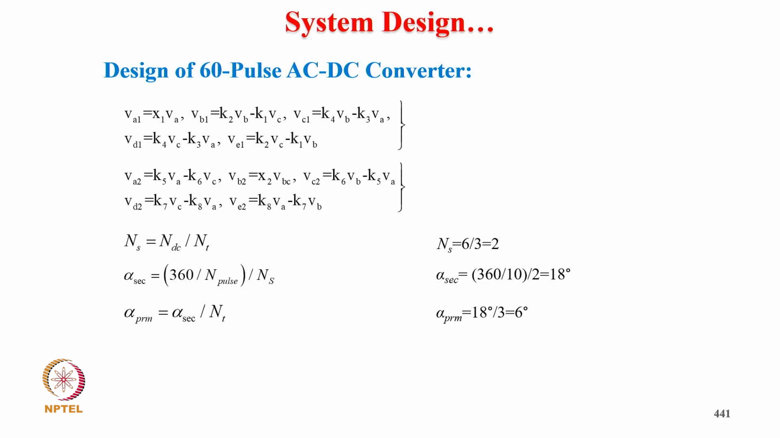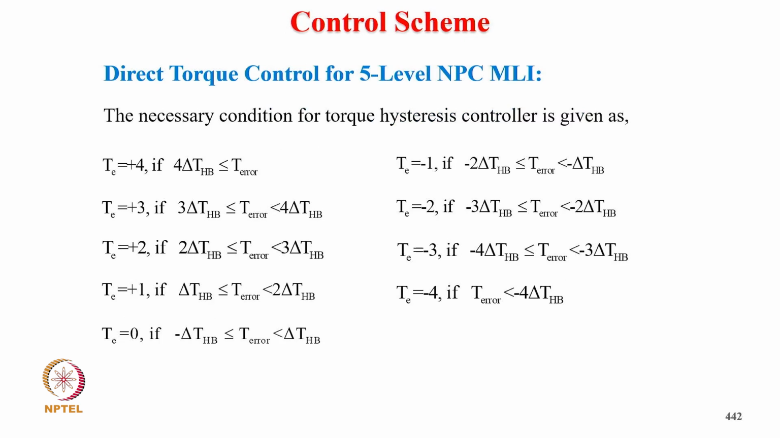equal to 360 by N pulse divided by NS, and alpha PRI equal to alpha SEC upon NT, and NS equal to 6 by 3 2, and alpha SEC equal to 360 by 10 by 10, 18 degree, and alpha PRI equal to 18 by 3, that is 6 degree.